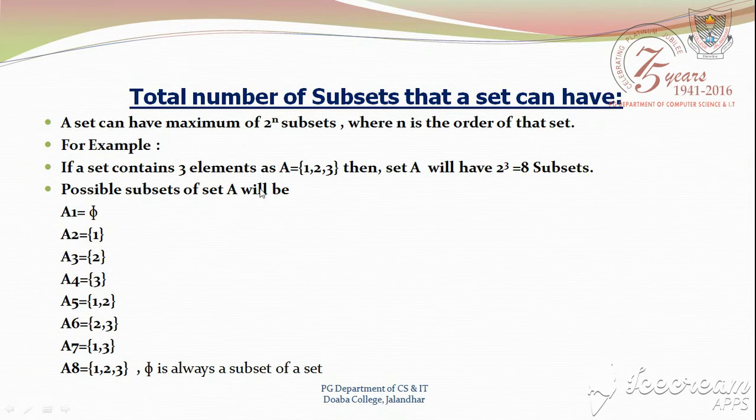If a set contains 3 elements, as A is a set containing 3 elements 1, 2 and 3, the total subsets that we can write from A are 8. The subsets will be phi, a set containing 1 element that is 1, a set containing 1 element that is 2, a set containing 1 element that is 3, a set containing 2 elements 1, 2, a set containing 2 elements 2, 3, a set containing 2 elements 1, 3, and a set containing all 3 elements 1, 2, 3, which is also equal to set A. Note, phi is always a subset of a set.